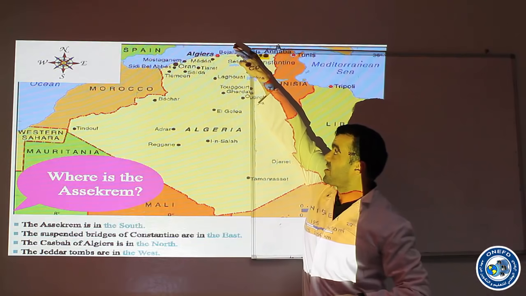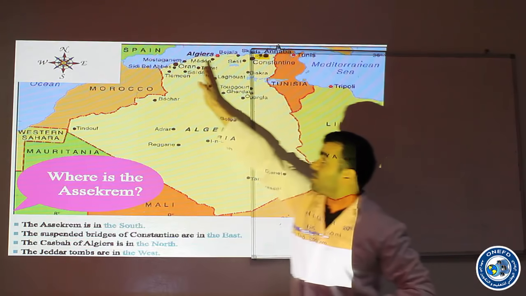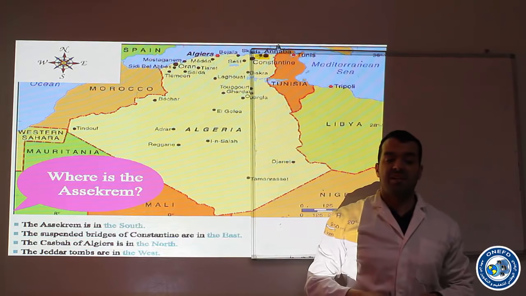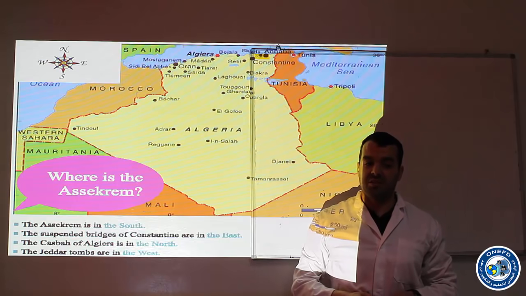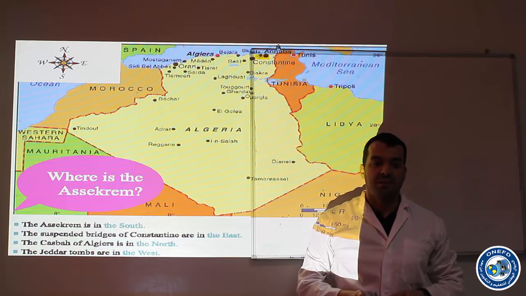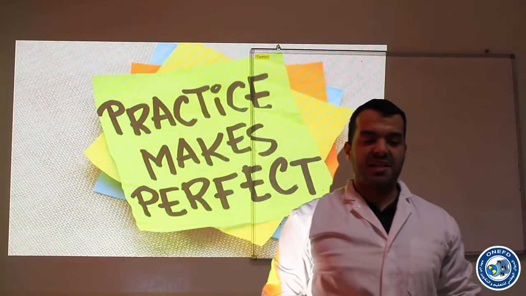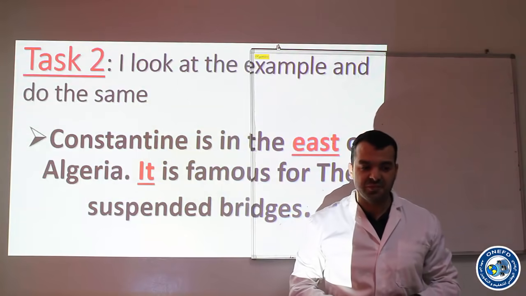So, north, south, east, west. These are the cardinal points. Okay. Now let's practice.